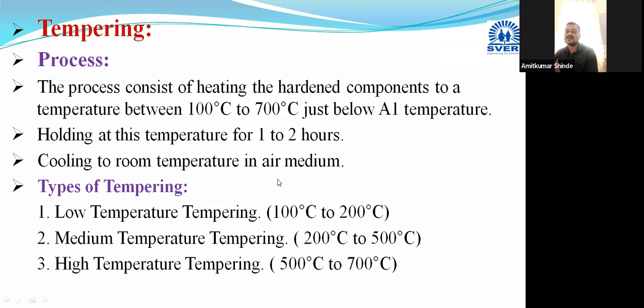What is happening in low temperature tempering? Whichever martensite is formed after the hardening treatment, during low temperature tempering that martensite breaks or decomposes to form low temperature martensite, which is termed tempered martensite, and some transition carbides are formed. Now, due to this process, what will happen? Whichever internal stresses are there, which are caused by the quenching in the hardening treatment process, these internal stresses will be eliminated.